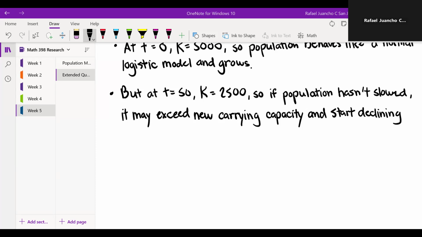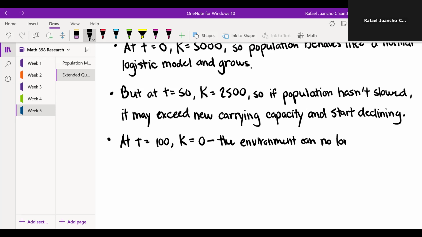And then another observation we got was when t is now 100, now my k is 0. And so the environment can no longer sustain life, right?